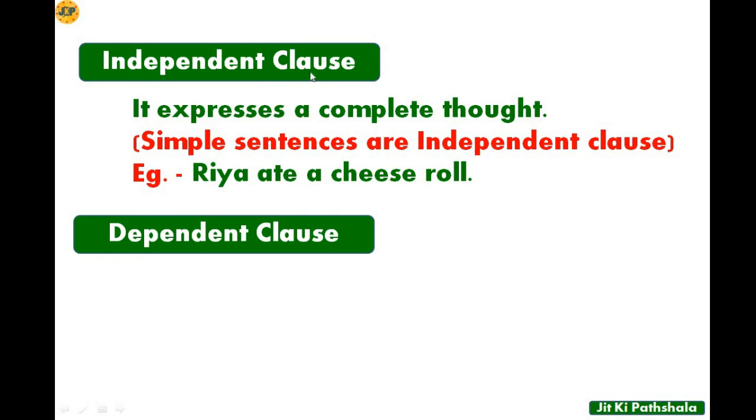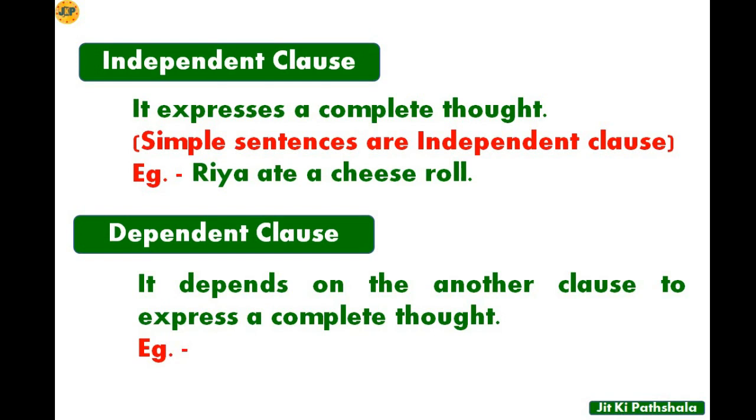Now let's see what is a dependent clause. A dependent clause depends on another clause to express a complete thought. As we have learned the meaning of independent, it doesn't take any help. Similarly, dependent means taking help of something. So a dependent clause always depends on another clause or another sentence to express a complete thought.